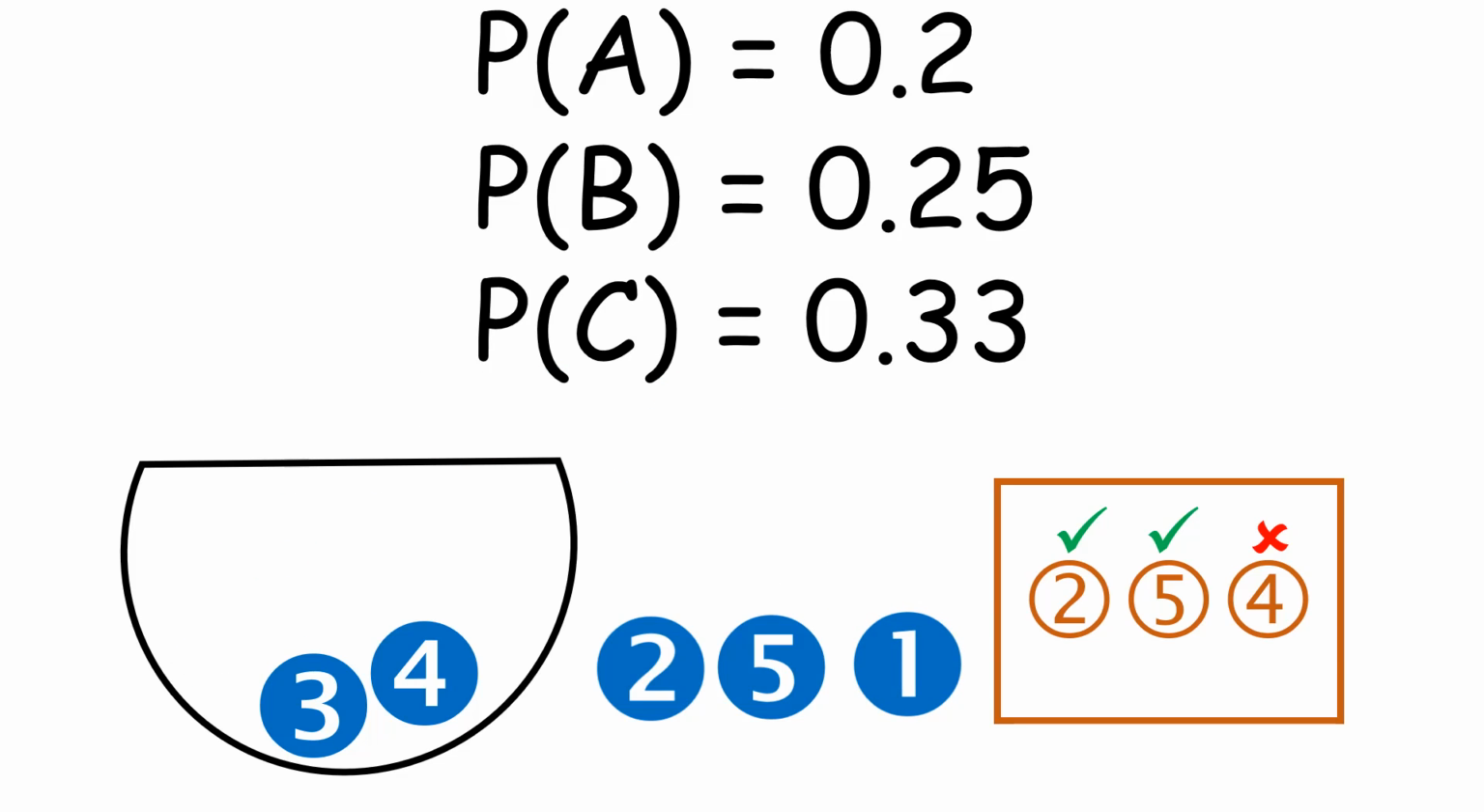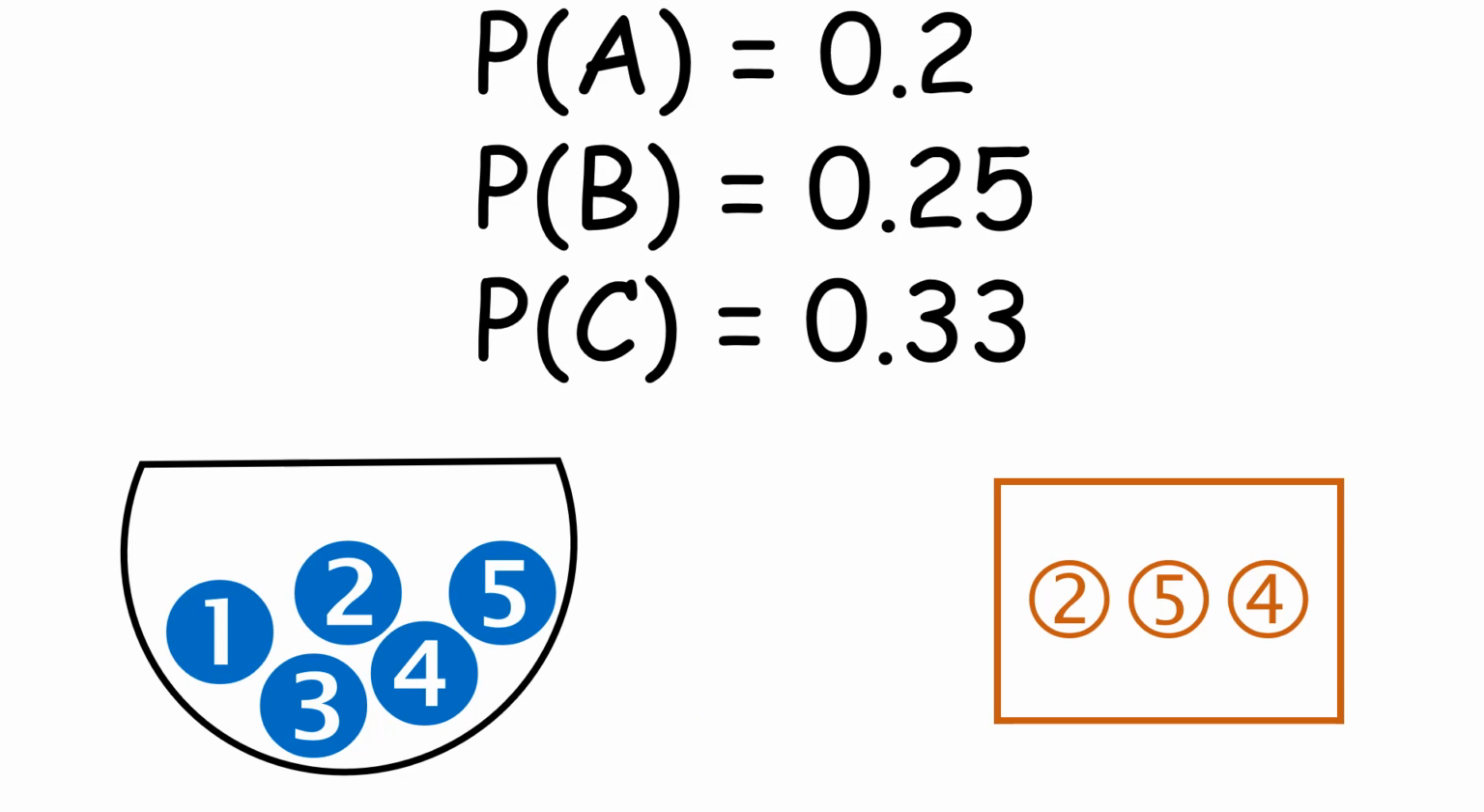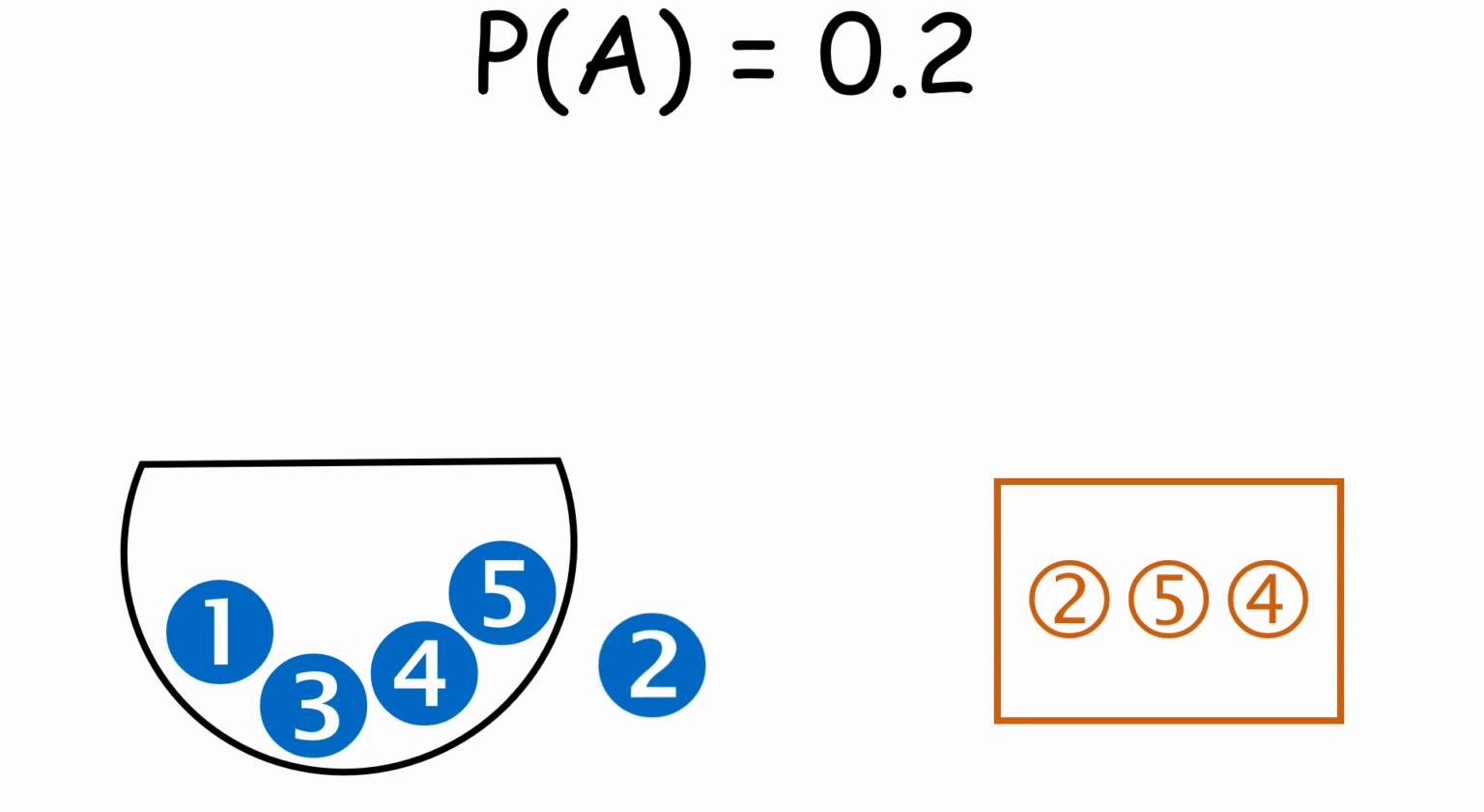Now what's happening here is that the outcome of each event affects the next one. Put another way, the probability of each event is dependent on the previous one. So how would we calculate the overall probability for your ticket winning the lottery? Well, we know that the probability of the first ball drawn being a 2 is 0.2.